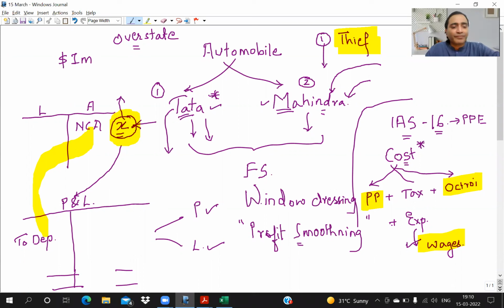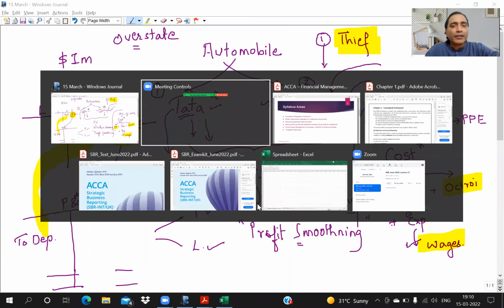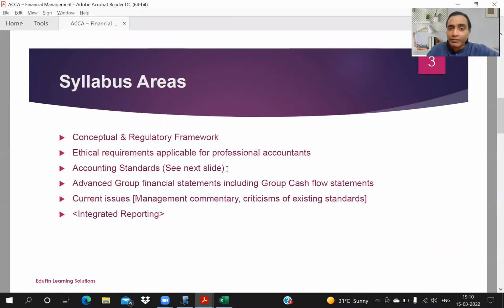Okay. Now, coming back to the syllabus. First, we'll discuss the syllabus. We already know we are now a little bit in touch with what IFRS is. Maybe some of you are able to recall a few things that you have already studied. So now let me discuss the SBR main syllabus areas. The first one is conceptual and regulatory framework.